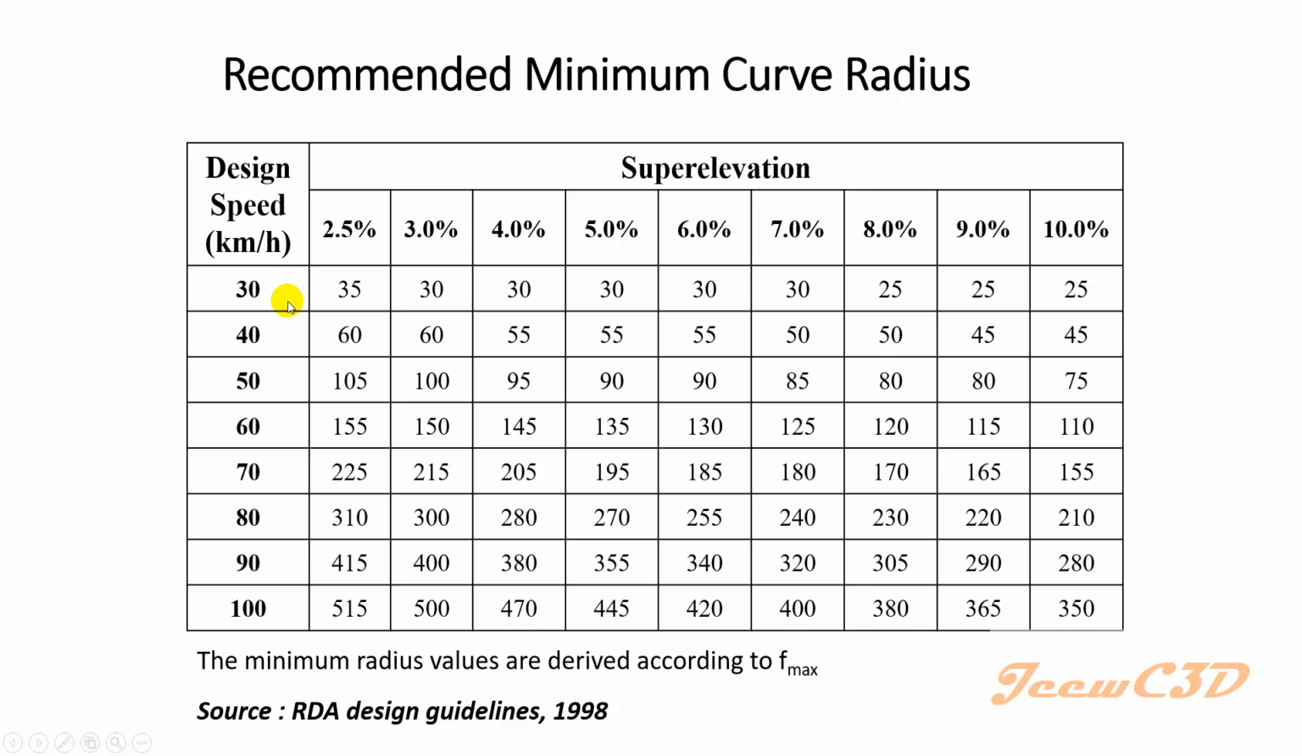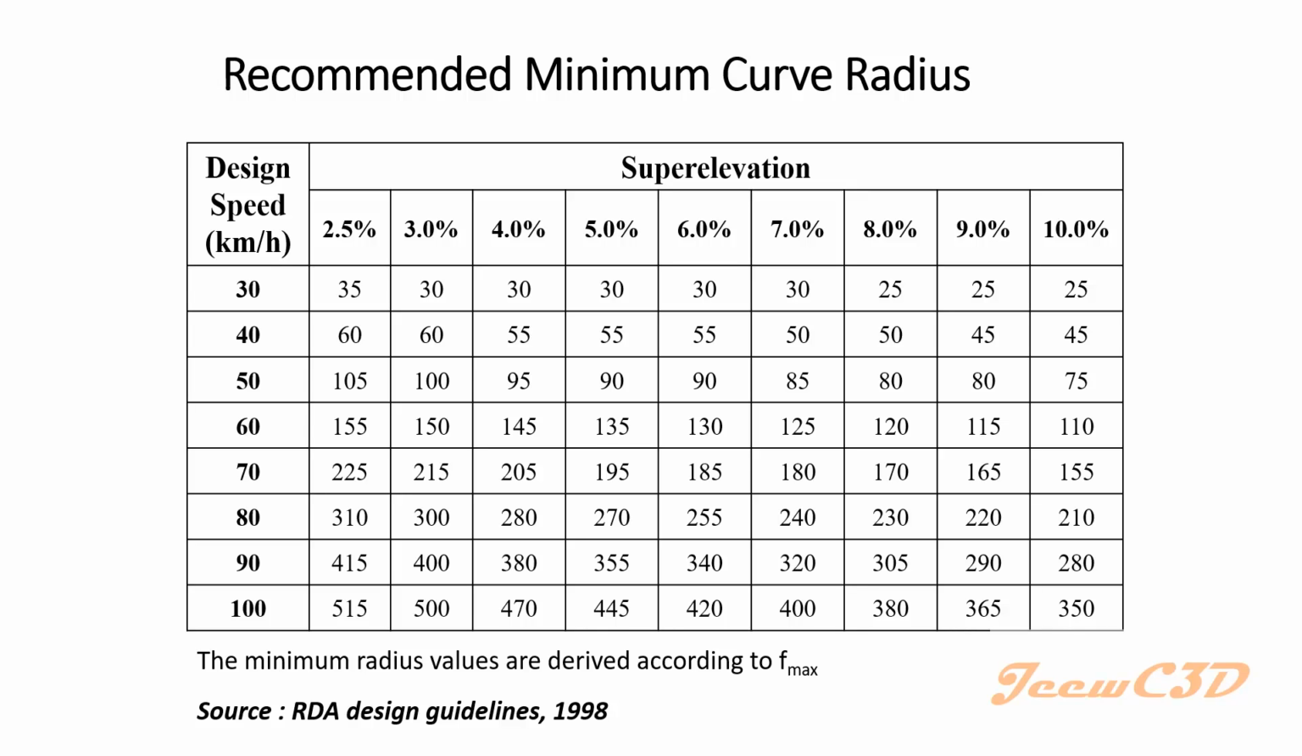Let us say you have to design a road curve. So now you are in a position to select the road curve. When you draw the curve, you need to have an idea what kind of radius I have to use for this design speed.